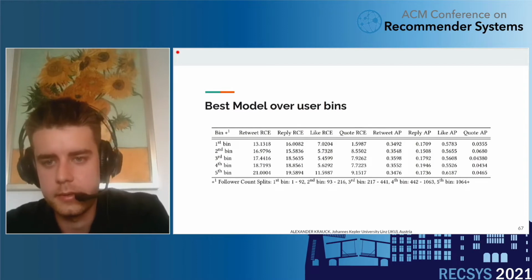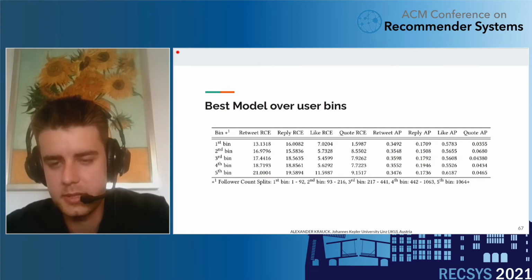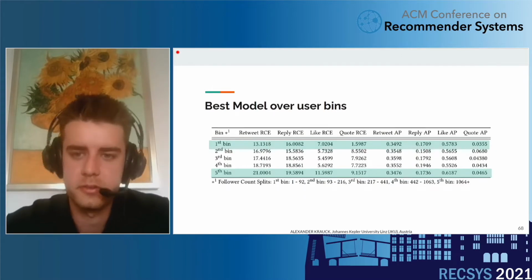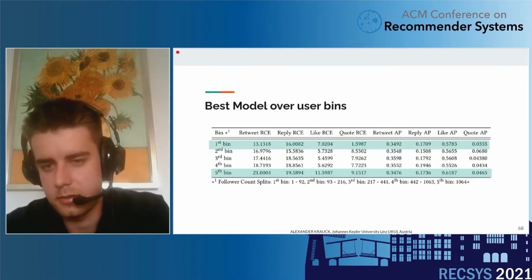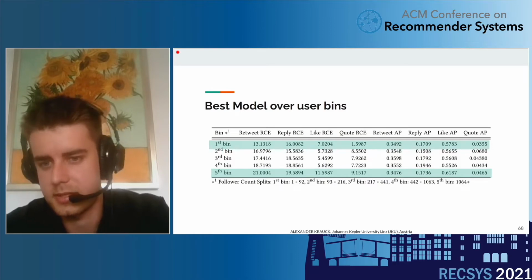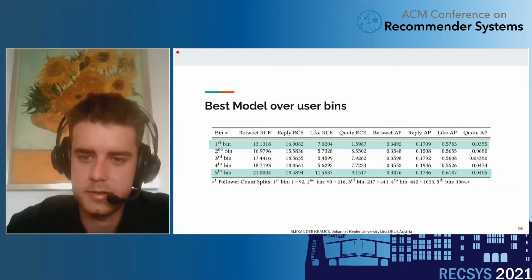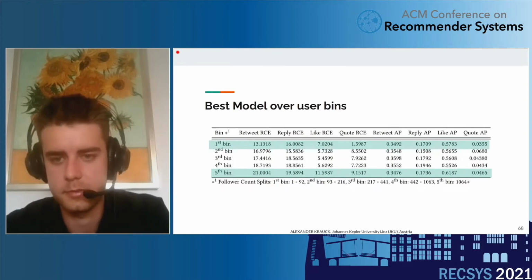Now let's look at the results of our best model over all the user bins for the fairness metric. And let's compare the first bin to the fifth bin, where we can see the biggest difference. We can see that our model is still biased a bit, looking at the results from the first and the fifth. And we can see that the results from the fifth bin are better almost everywhere. And this is the result of the bias that I explained before.